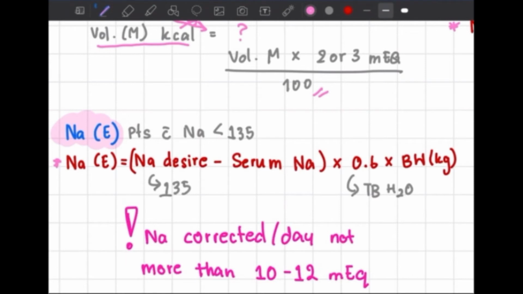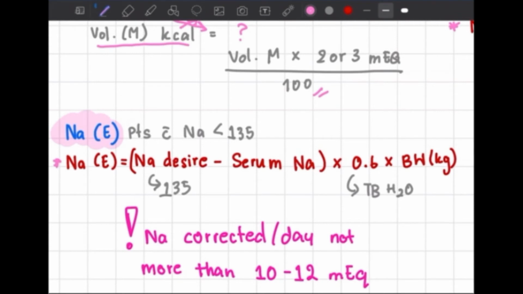The sodium we desire is 135, okay? So that's a number you have to remember. And 0.6 is actually the total body water, which is 60%. And the body weight, as usual, we're going to use in kilograms.